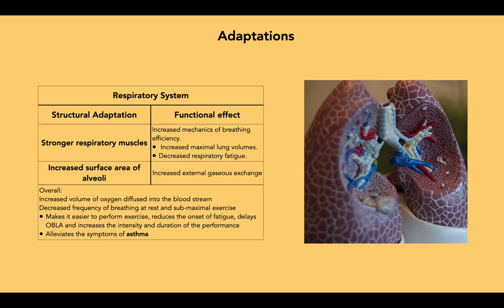Okay, so let's look at the respiratory system. Now, as we go on to these slides, on the left, you're going to see structural adaptation. This is the physical change that happens to your body, so something changes. On the right side of the table, that's the effect that change has. How does that help? And then at the bottom you have overall, like a summary. So you can start taking notes here.